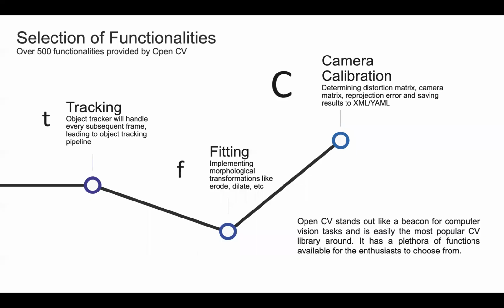And there's also something called camera calibration. This is nothing but if you are working on a Raspberry Pi, or if you're working on your simple camera module, you can basically determine the distortion matrix and a camera matrix, and you can also reproject. I mean, you can also find the error of reprojection, and you can save those configurations into XML or YAML. So once you try using these video recognition projects, you can make use of this particular feature in OpenCV.